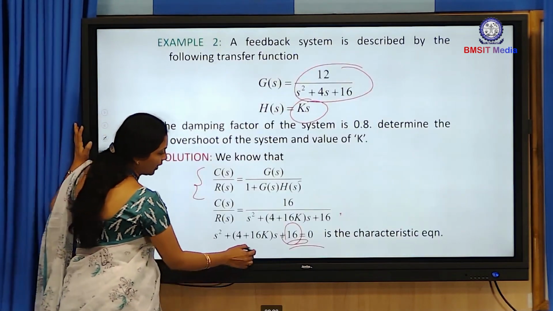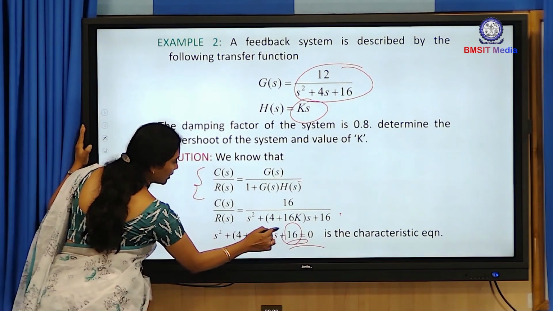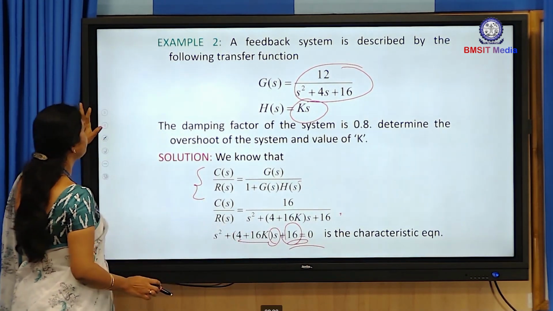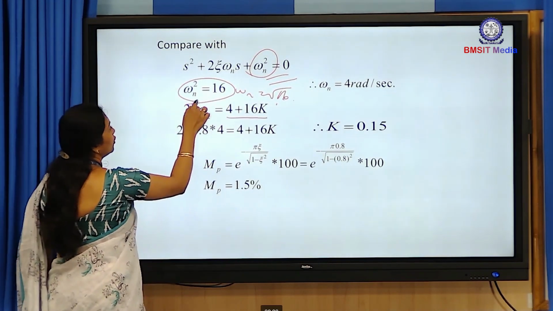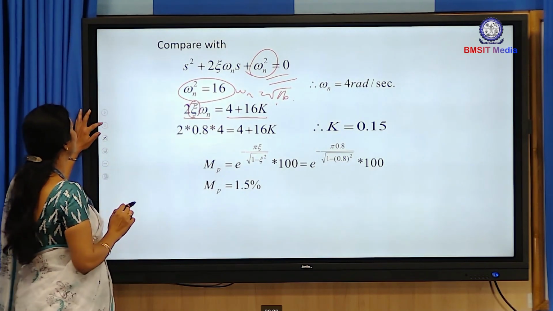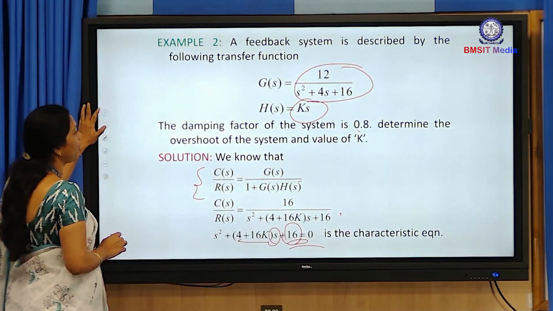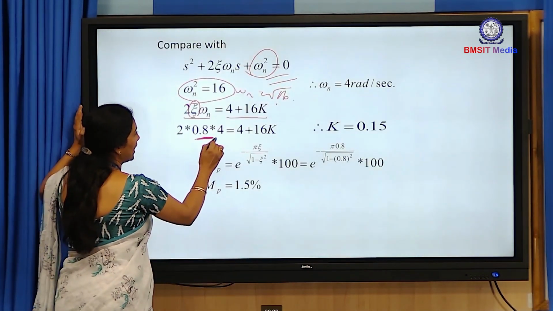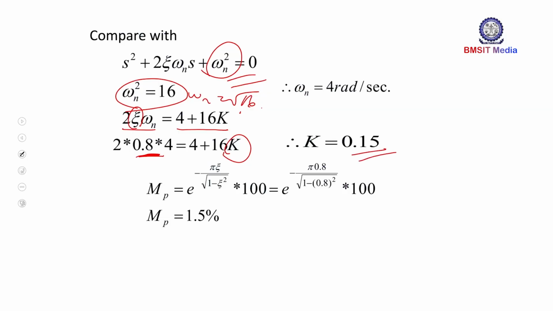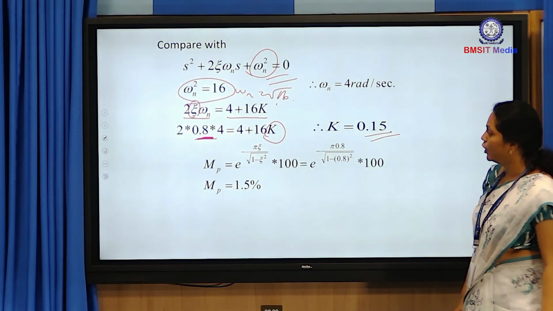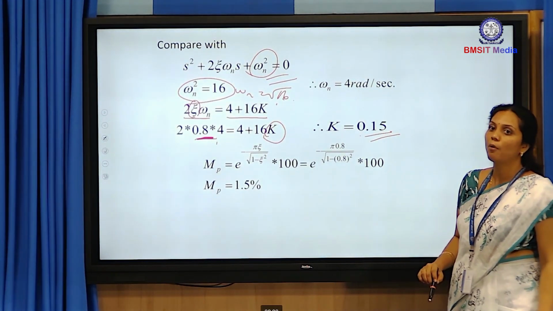Next, I have to find out the value of zeta. To find the value of zeta, the coefficient is 4 plus 16 into k. So 2 zeta omega n is 4 plus 16 into k. Substitute the value of zeta. Why substitute the value of zeta as 0.8? Because they have given us the value of zeta to be 0.8. So substitute 0.8 here and find out the value of k. The value of k is equivalent to 0.15. So at zeta equal to 0.8, the value of k is 0.15.